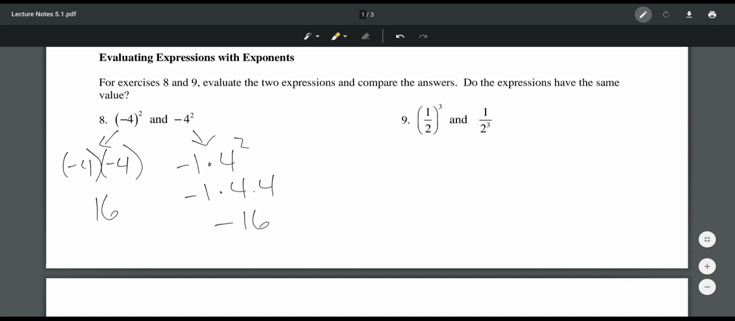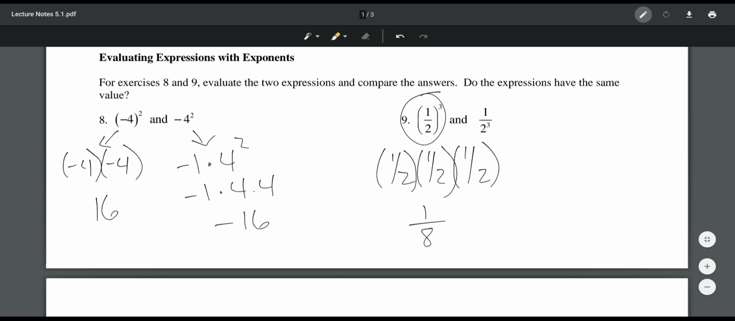So in number 9, we have a group. So we are going to take 1/2 times 1/2 times 1/2. The whole group gets multiplied by itself. So we get 1/8. 2 times 2 is 4, times 2 is 8. Here, I have 1/2 times 2 times 2, which is 1/8. Now, the way I worked it was different because of the grouping symbols. Although we came up with the same answer, it is a little bit different because of the way it is set up.